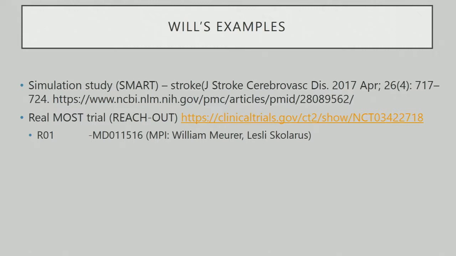Here are a couple of my examples. My main background is as a stroke researcher, so I'm going to present a simulation study of a SMART I did in collaboration with Kelly Kidwell, who works with Susan Murphy at Michigan, and then a real trial that uses a MOST framework called Reach Out in a 2x2x2 factorial way.